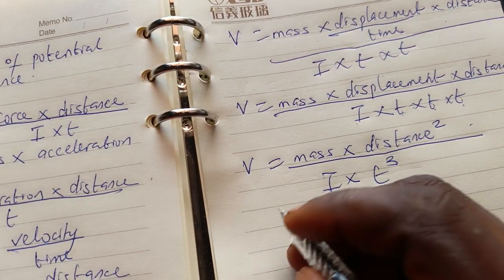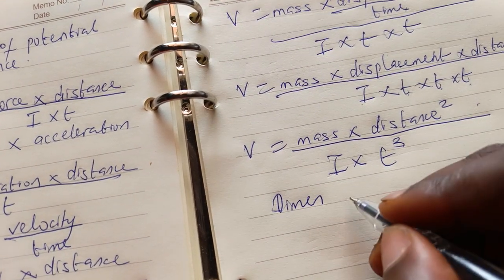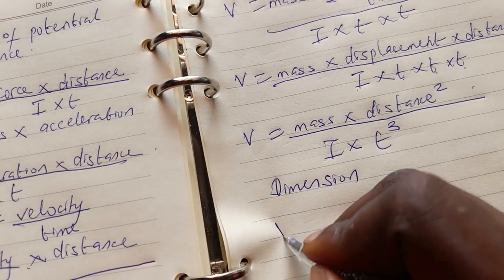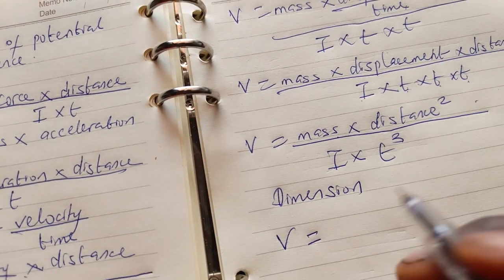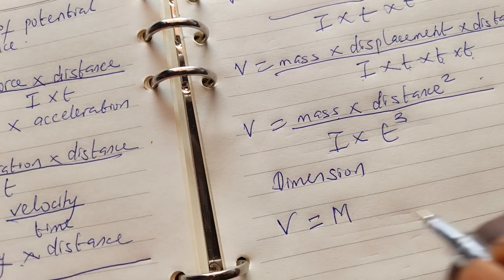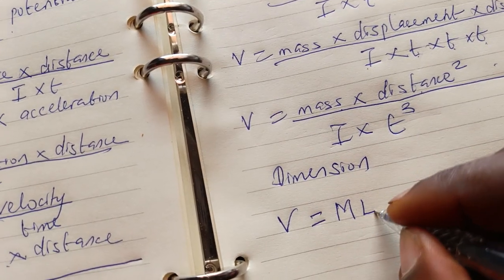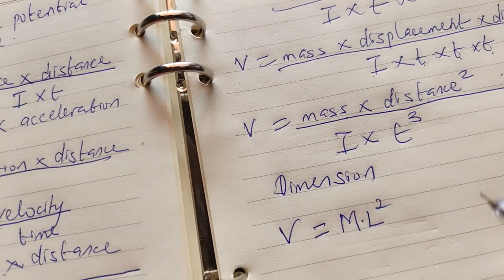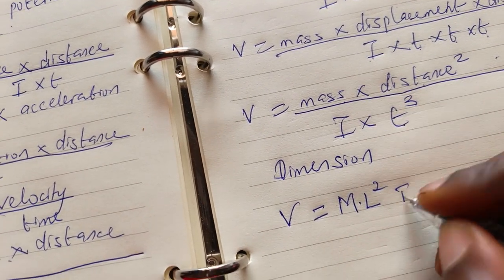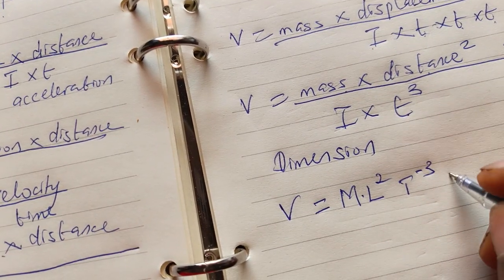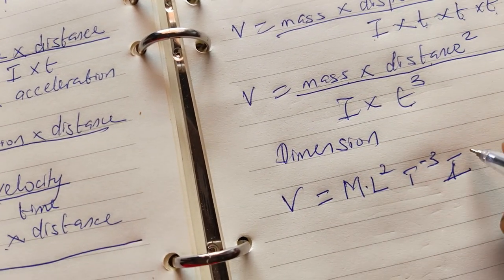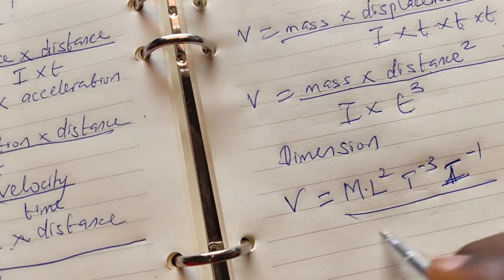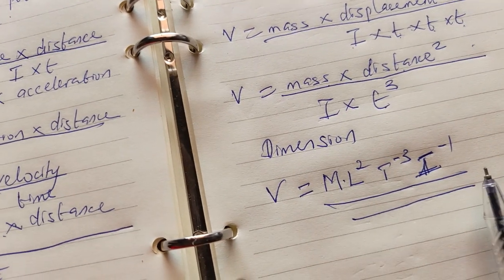Good. So putting it in dimension now. Dimension of potential difference will now be V is mass, which is M. Distance is L squared times distance. Now divided by time, divided by time times current minus 1. Good. So this is what we have now for the dimension of potential difference.